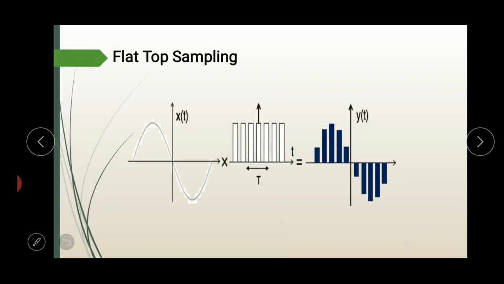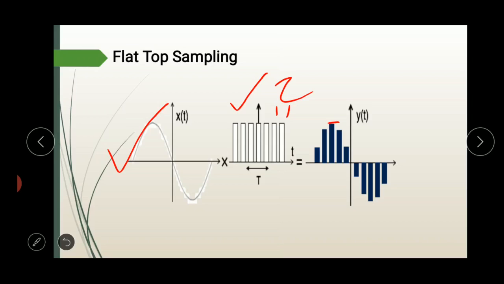So in flat top sampling, the top of the samples remains constant and is equal to the instantaneous value of the input signal, or continuous time signal, or we can say modulating signal. This one is the pulse train, and here also we use finite interval pulses, and the width of the pulses is denoted as tau. When we multiply these two signals, at the output we get samples whose top is flat. Because of that, the sampling technique is known as flat top sampling.